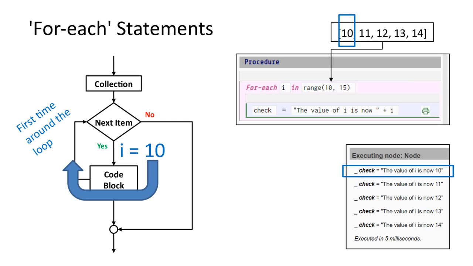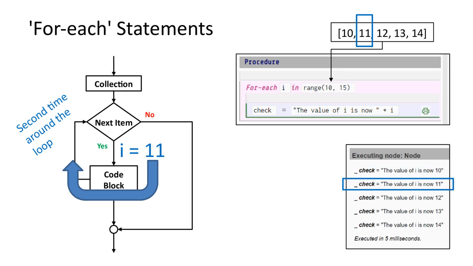It is important to get an understanding of the dynamics of the looping process. The first time around the loop, the value of I will be set to 10. And the loop body will be executed. The second time around the loop, the value of I will be set to 11. And the loop body will again be executed. And so forth until the list has no more items to process.